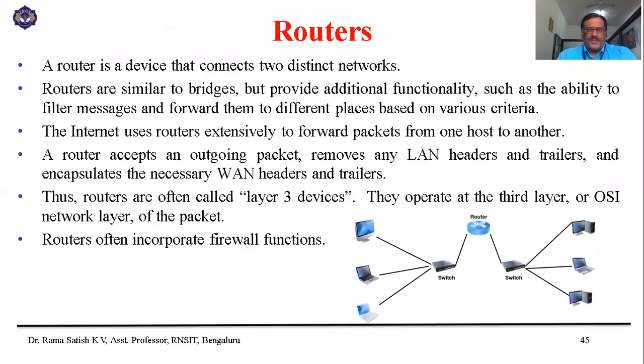The next one is a router. A router connects two distinct, different networks. So a LAN can connect to a WAN, and a WAN can connect to Wi-Fi. Routers normally work at the third layer, that is the network layer. A router is the only device that works in the network layer. And routers are also used as firewalls. So you write firewall instructions, firewall scripts, in the router.